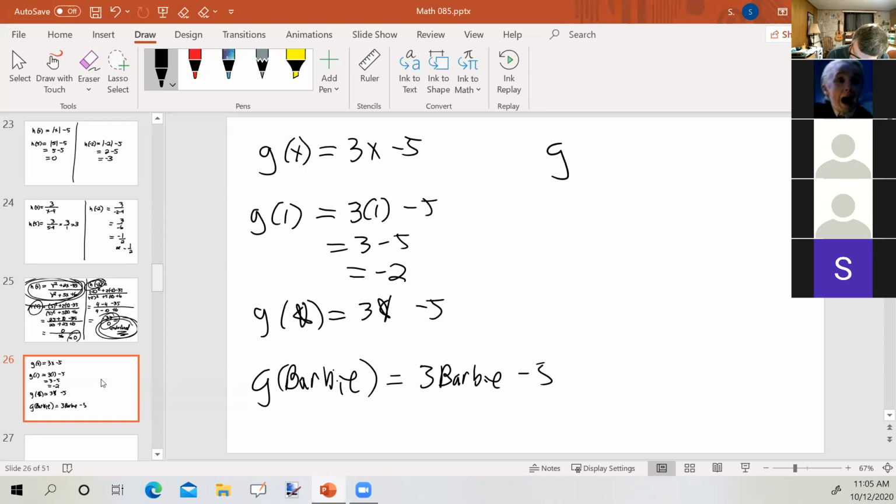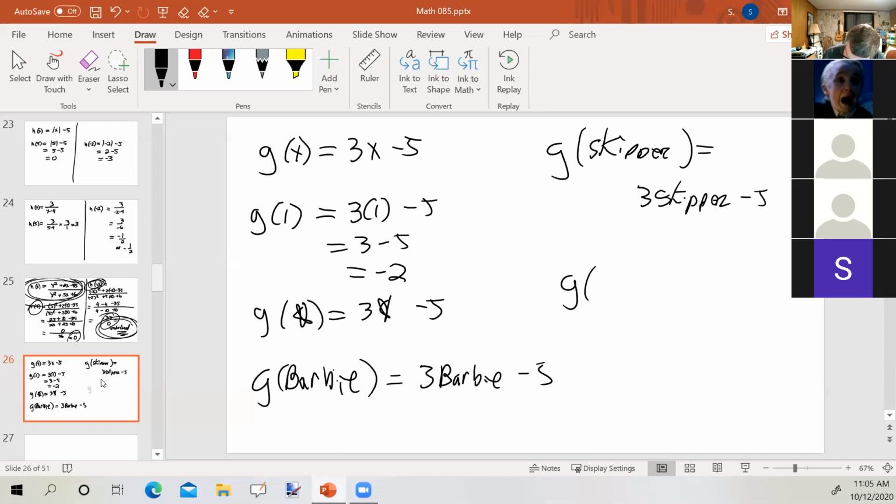How about, let's see, Skipper. G of Skipper. Wasn't Skipper Barbie's friend? She's Barbie's sister. Oh, well, can't your sister be your friend? Sorry, I'm not an expert, but I'll try my best. I have two sisters, okay? That's my excuse. There you go. So what's g of Skipper? 3 times Skipper minus 5.